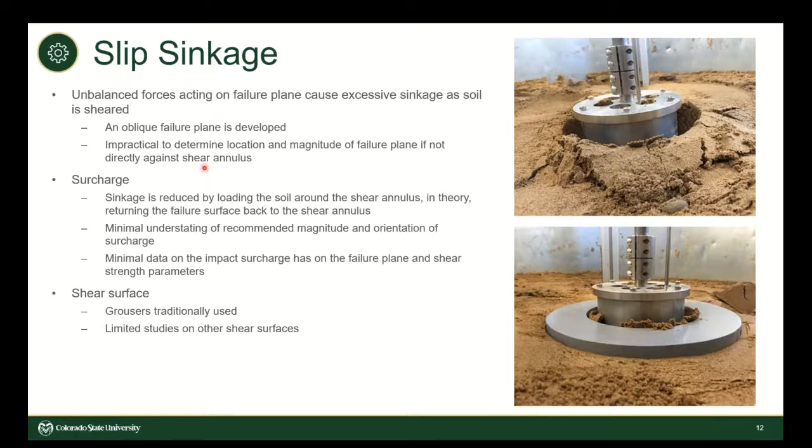So it has been proposed by researchers in the past in literature that sinkage should be reduced by loading the soil around the shear annulus, in theory returning the failure plane back to the shear surface. But there's minimal understanding of the magnitude and orientation of the surcharge and how it impacts the failure plane and shear strength parameters. In this study, we also used varying shear interfaces to study how they affect slip sinkage.